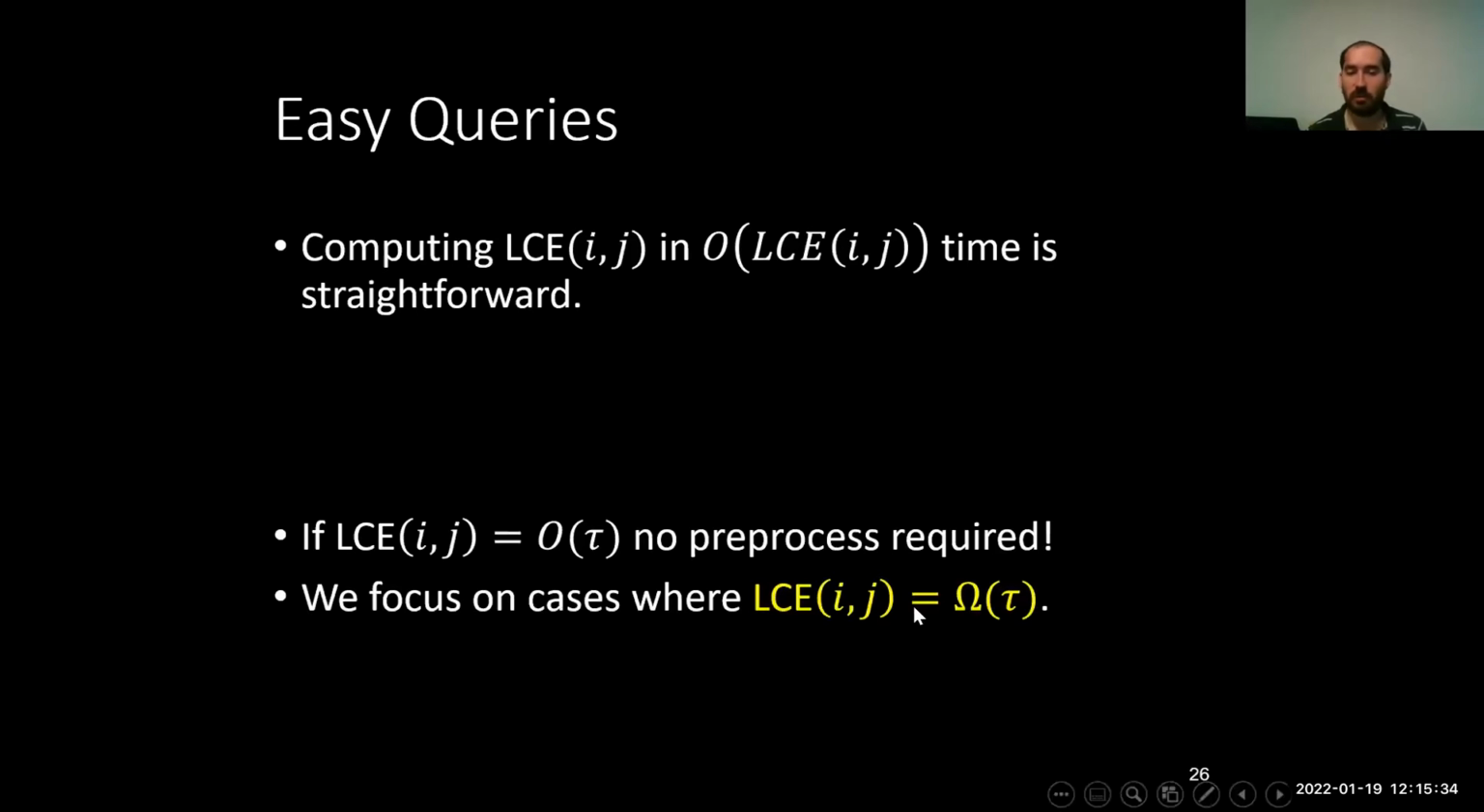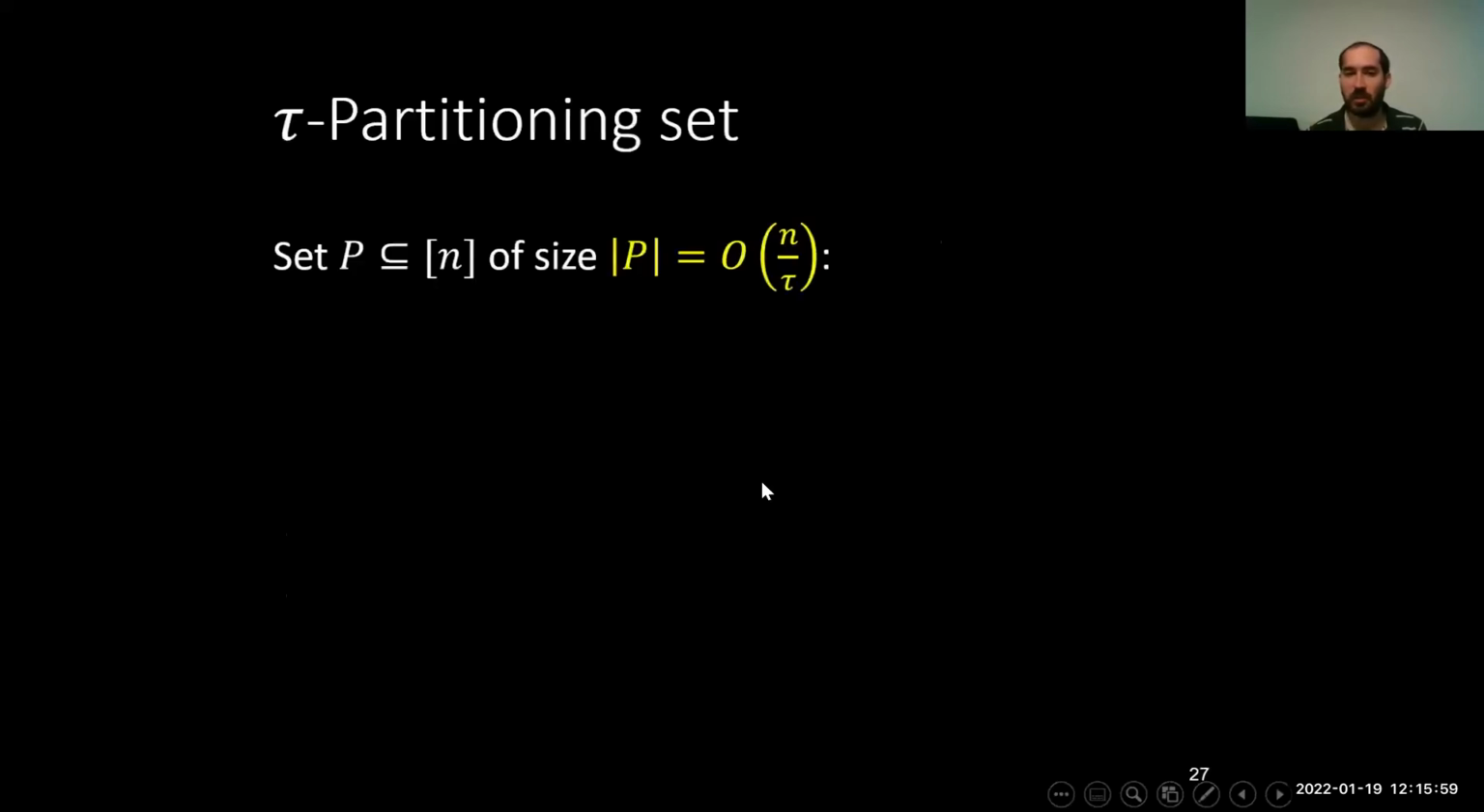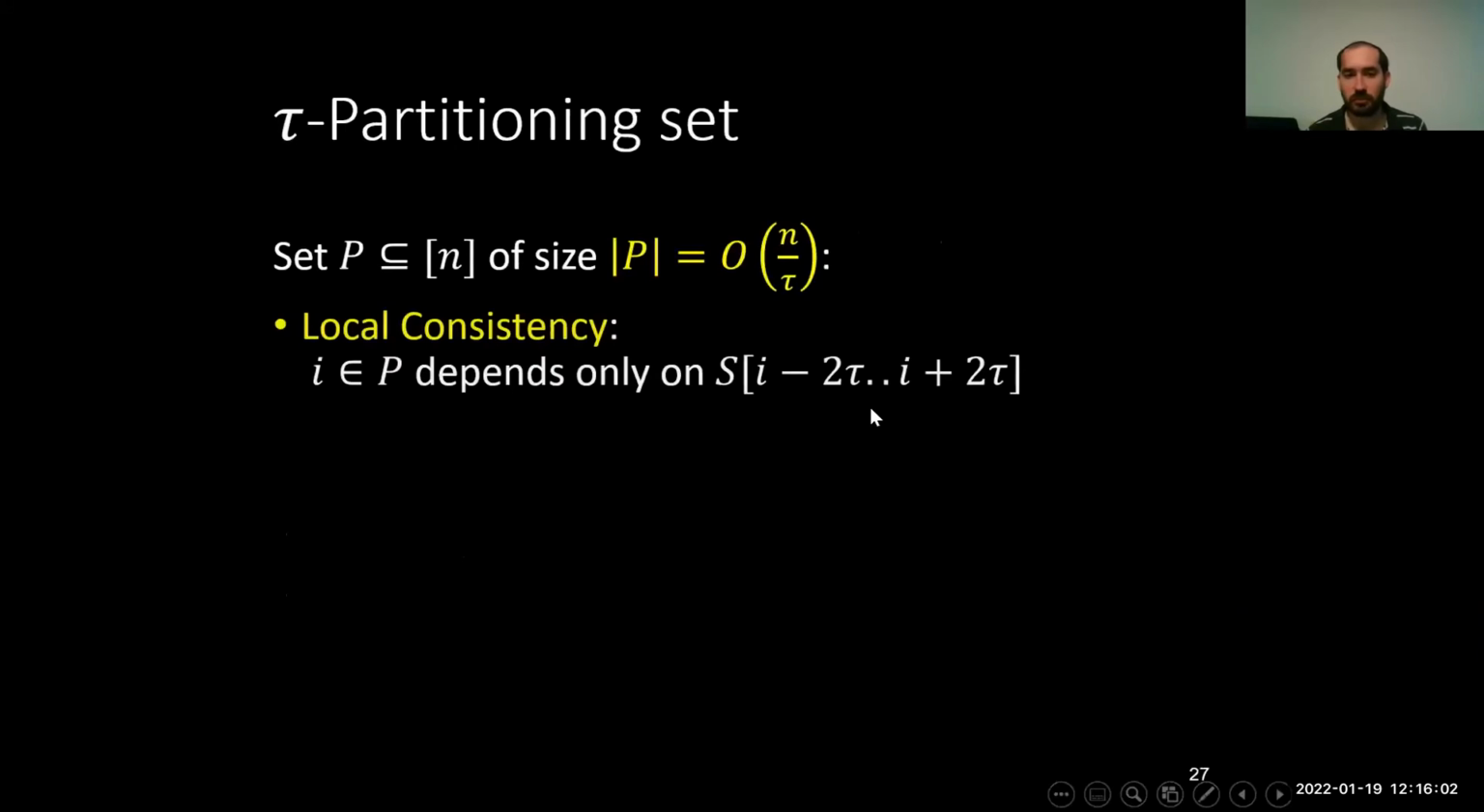And therefore, we have to focus on pairs of indices i and j that have a very large LCE, which is larger than our parameter tau. So we can assume that we are only considering cases where the same string appears at least twice as a substring in the text, and it is a large string. It is at least of length order of tau, and to solve this kind of issue, we introduced the notion of tau partitioning set.